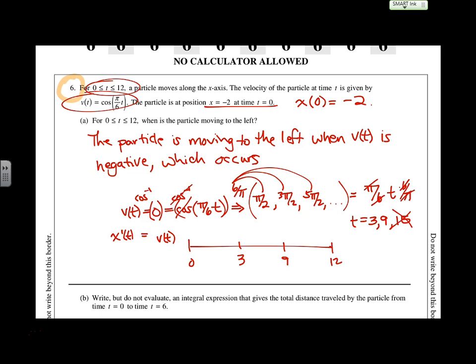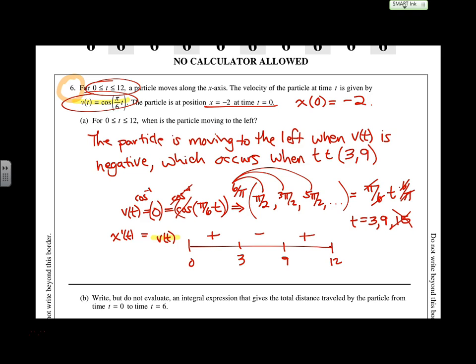If I was to plug in something between 0 and 3 to my velocity, which is my function up here, I would plug in maybe 1. 1 pi over 6, cosine of pi over 6 is positive, right? If I plug in 4 pi over 6, which is 2 pi over 3, second quadrant, cosine is negative. If I plug in 10 over 6, which is 5 over 3, that takes me back to the fourth quadrant, cosine is positive. Which occurs when t is within 3 to 9.